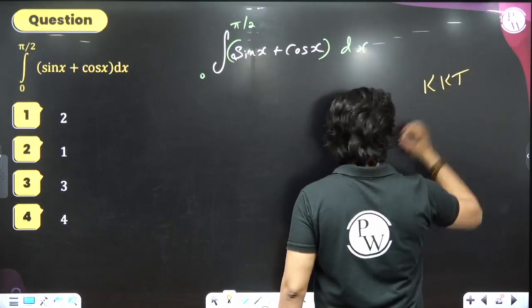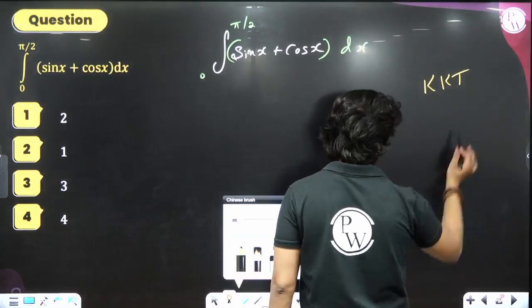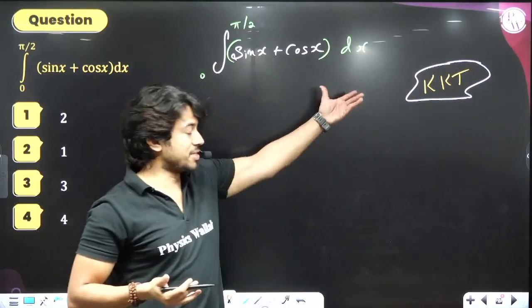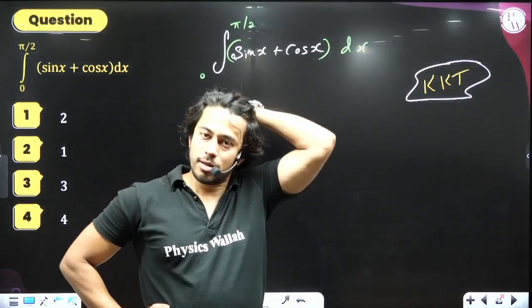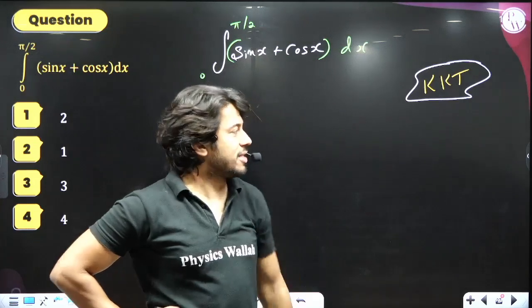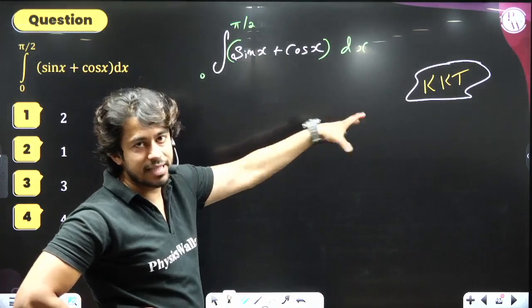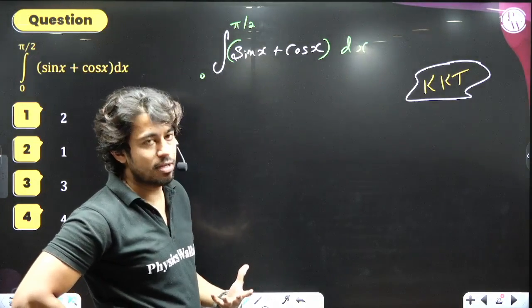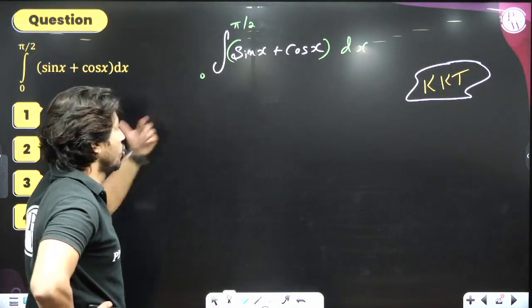The students who belong to my regular batch, they know what is KKT. The students who are coming across this term for the first time, this is KKT. That means KK, I'm KK, and T is the trick. So I'll be giving you a direct trick by which you're going to solve the question orally.